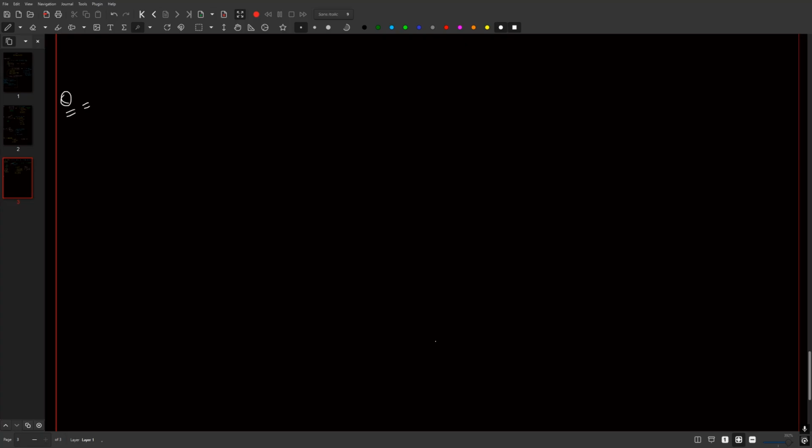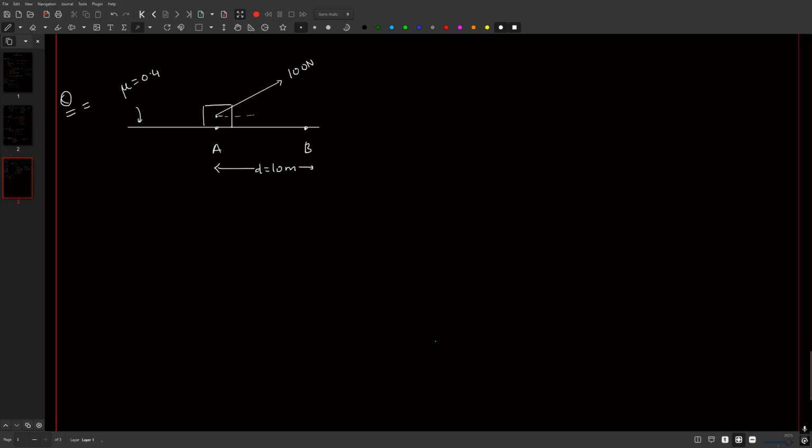Let's say we have a similar system like before, but this time the force is acting at an angle, 100 Newton, and there is friction present, and this is displacement 10 meters, and the angle is, let's say, 60 degrees. So the question is, calculate the work done.